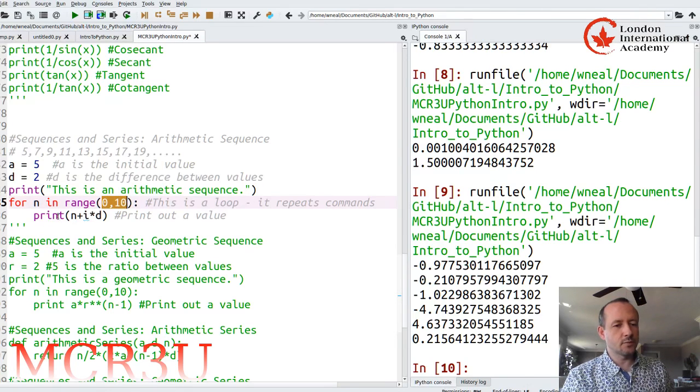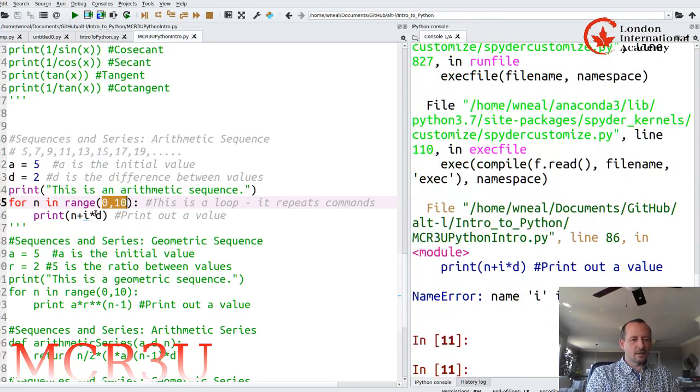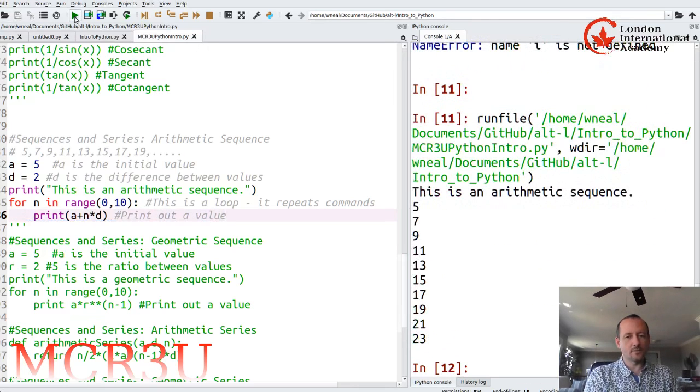And so it's going to print 5 plus n times the difference, and you should see that it will give us some numbers starting at 5, 7, 9, and so on. Oops, I just made a slight mistake here in the code. There we are, and we'll try one more time. There we are, 5, 7, 9, 11, and so on all the way to 23. So this one printed out for me an arithmetic sequence.